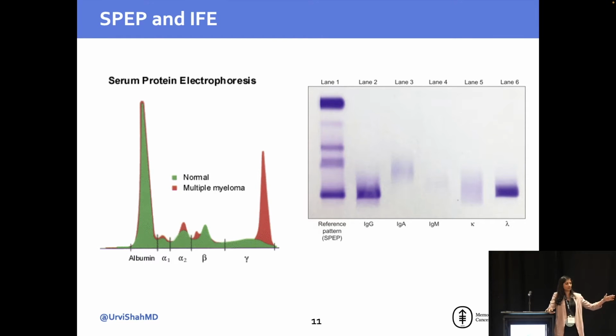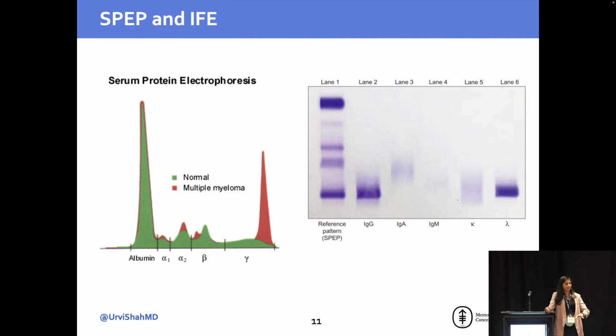So albumin moves more towards the front of that figure, and towards the right you see the gamma region, and the gamma region is usually where you see the M spike. So this is how we look at it, and if we see that abnormal spike, we know that there is something going on, and that is a plasma cell disorder state.